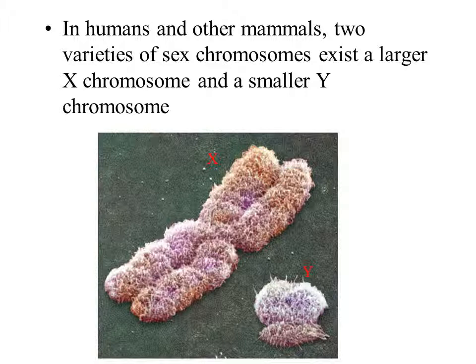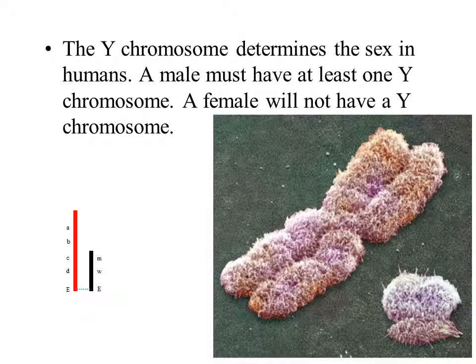In humans and other mammals, 2 variations of sex chromosomes exist: a large X chromosome and a smaller Y chromosome. In this image, we have a replicated X chromosome and a replicated Y chromosome. The Y chromosome determines the sex in humans. A male must have at least 1 Y chromosome. A female would not have a Y chromosome.